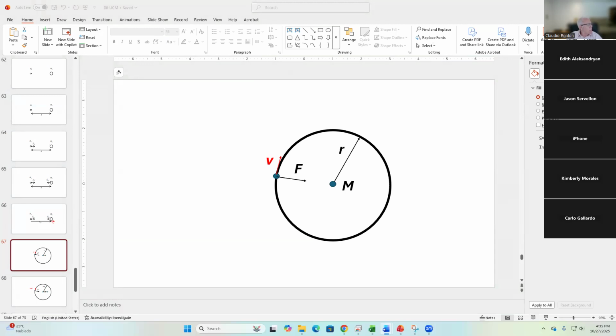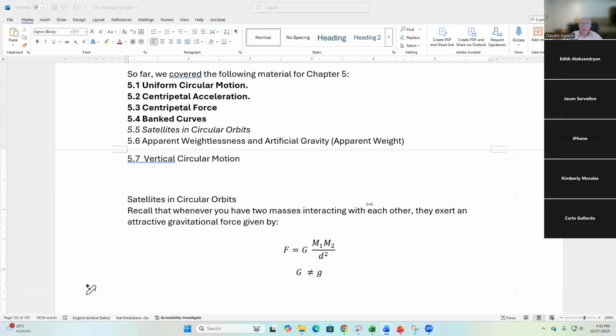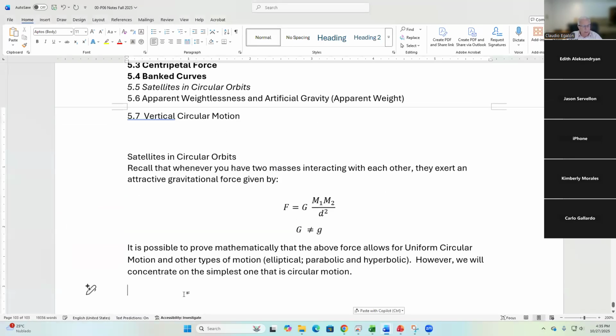It's possible to prove mathematically that the above force allows for uniform circular motion and other types of motion as well: elliptic, parabolic, and hyperbolic. But we're not going to cover those three. Those three are too complicated for the sake of this course. We're going to cover only the case in which the orbit is circular.